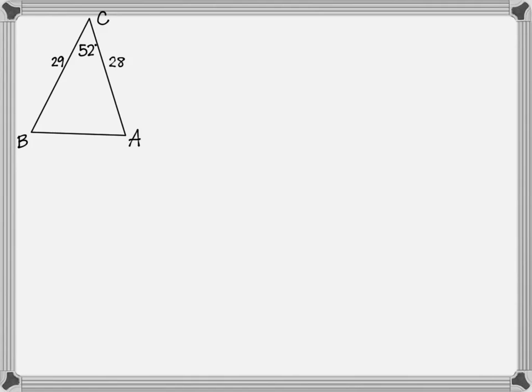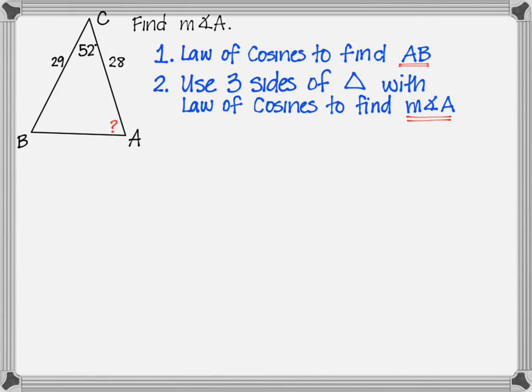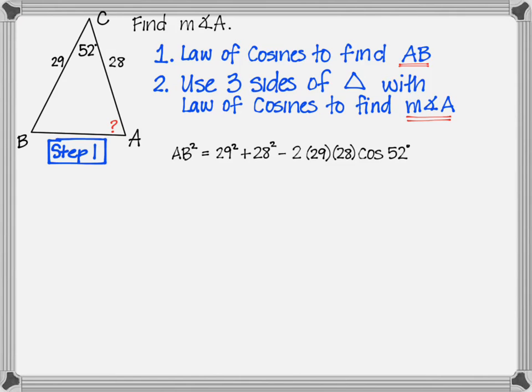In the third type of problem, you're given 2 sides and the angle between, but that's not what's being asked for. What's being asked for is this angle. So this is a 2-step problem. Step number 1 is use the law of cosines to find the measure of this third side. And then step 2 is to use the 3 sides, like we did in the last problem, to find the angle. So step 1 is to find this side.